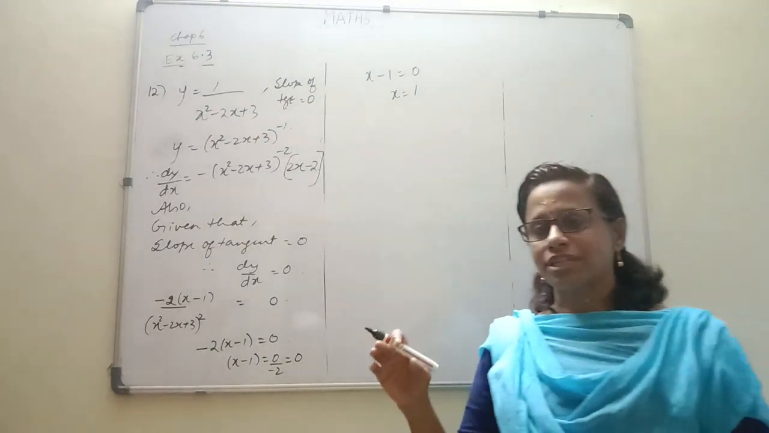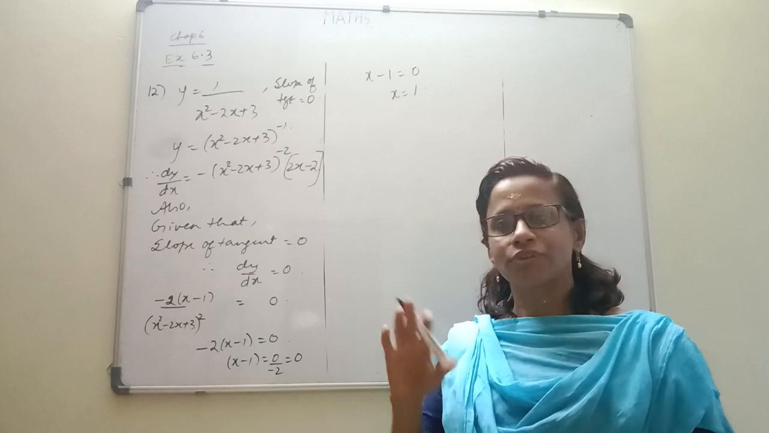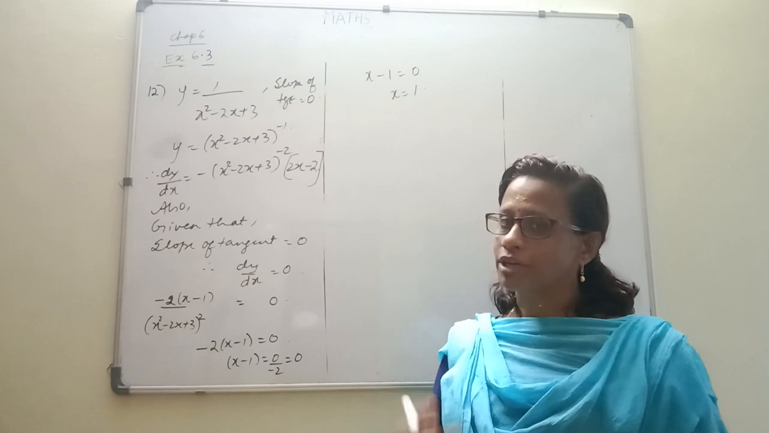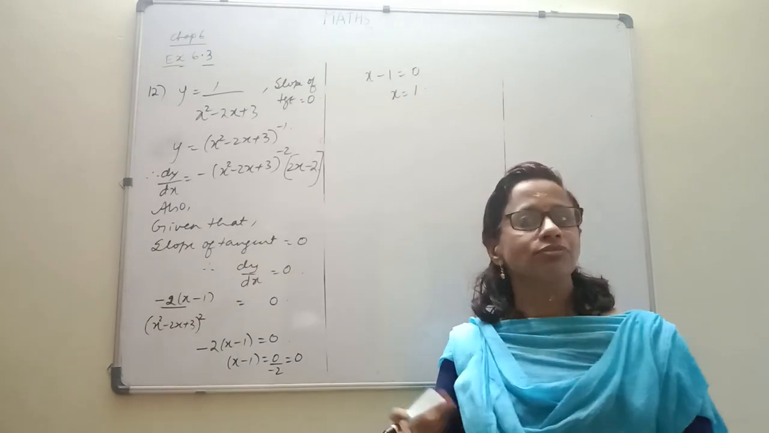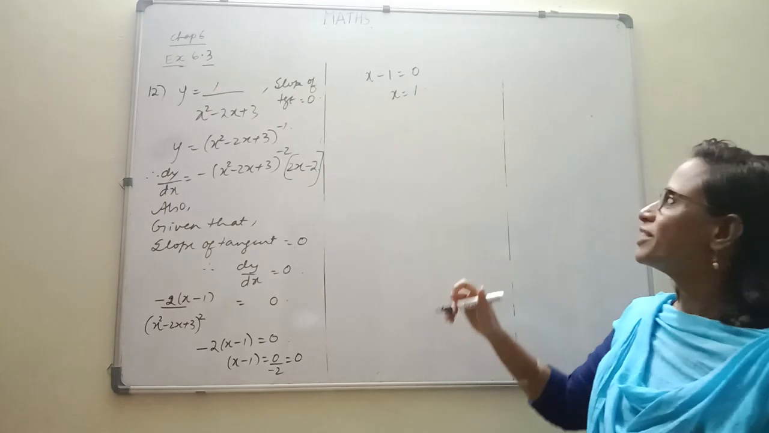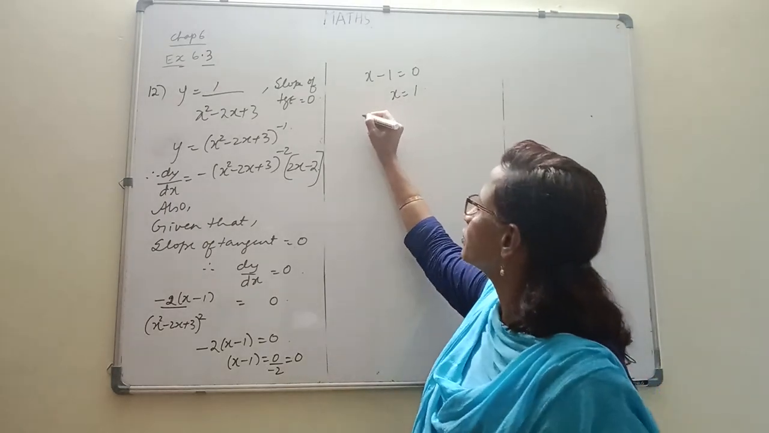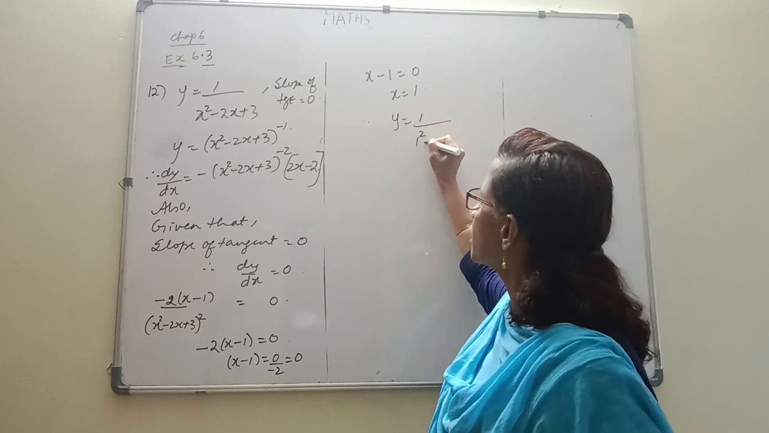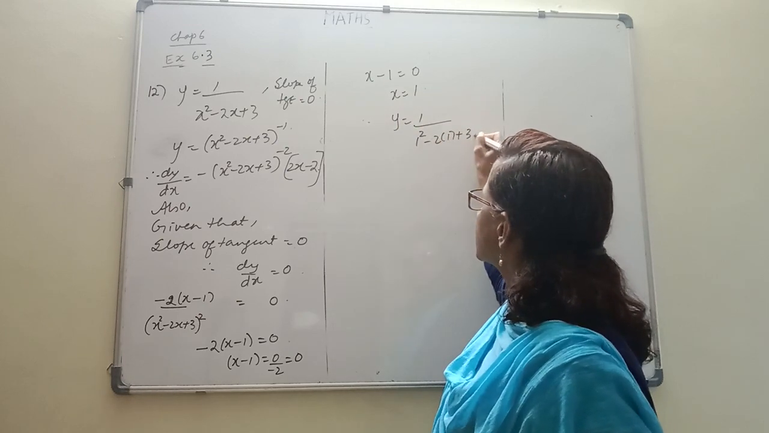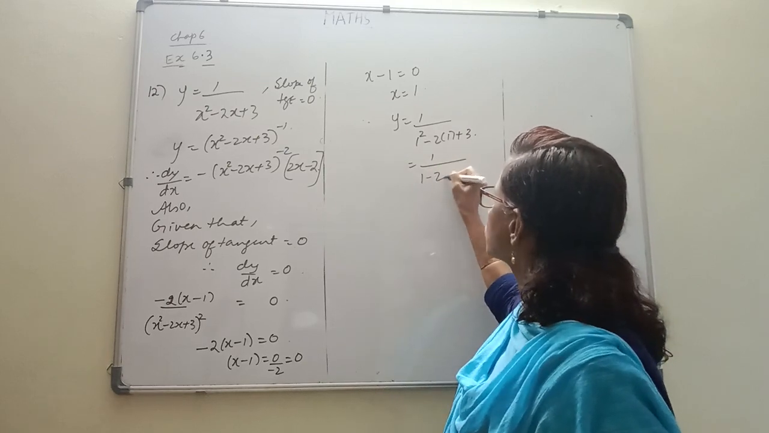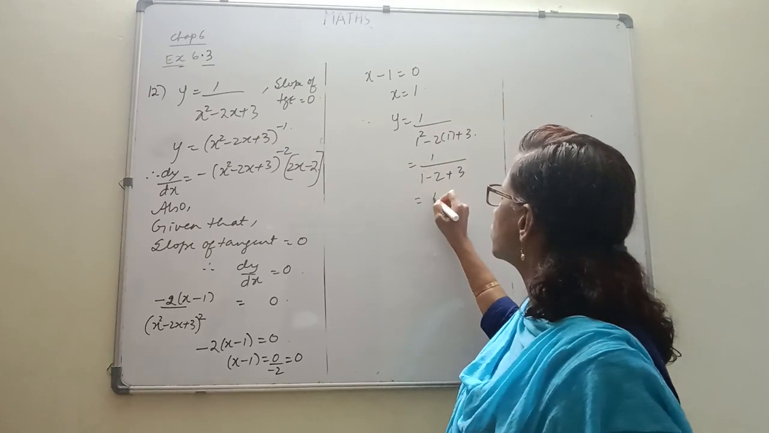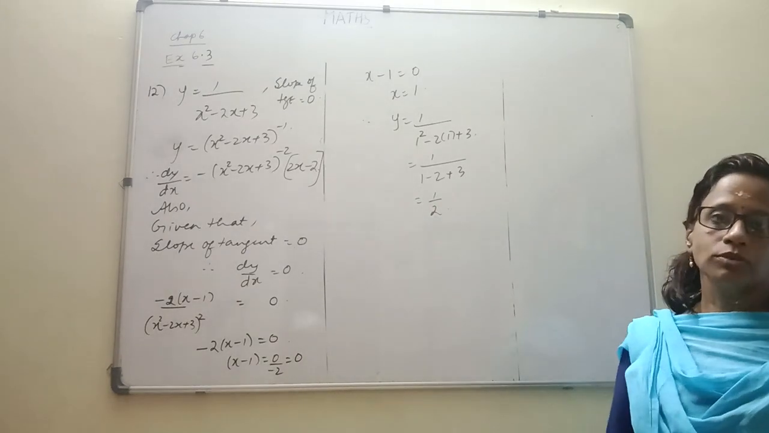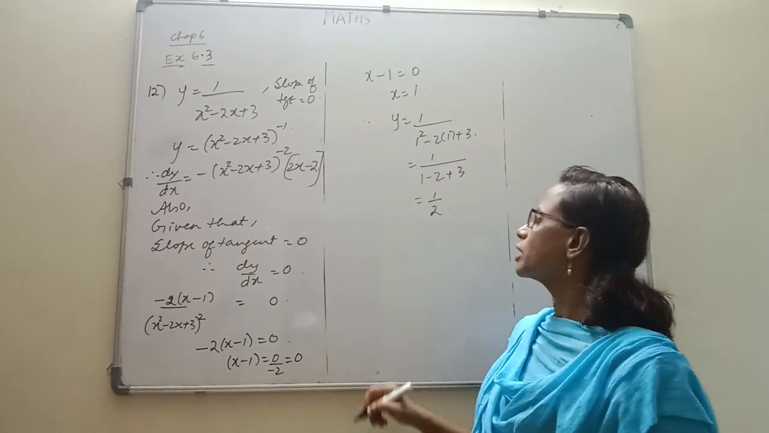As I was telling, in the 10th problem we had two values of x, so we had two equations of tangents. In the 11th problem we did not have a single value, so we did not have a tangent at all. Now here we have one value, so we'll have one tangent. For x equal to 1, let's find the y value. Therefore y will be 1 by 1 squared minus 2 into 1 plus 3. 1 minus 2 plus 3, 4 minus 2, that is 2. It's coming to half. So the point is 1 comma half.